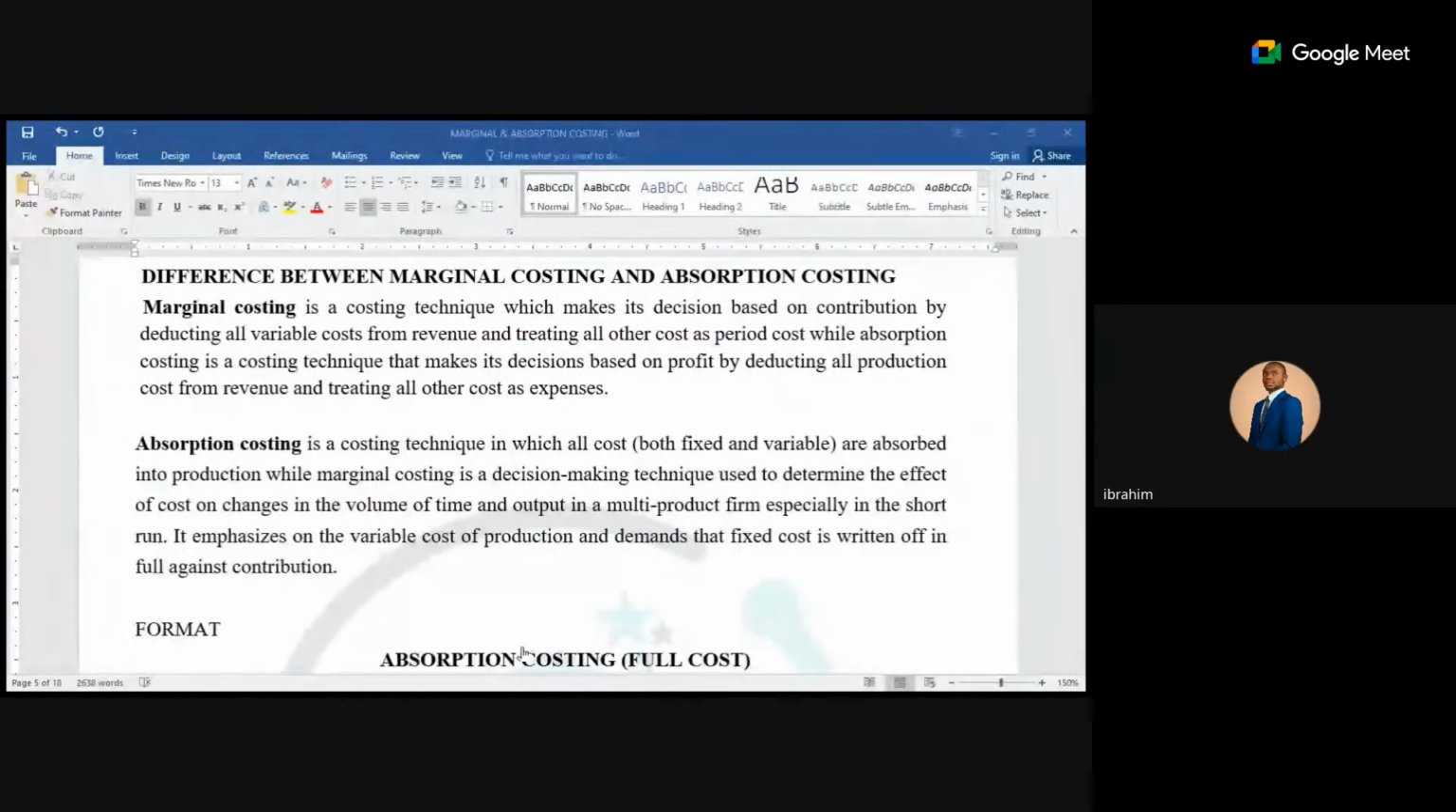Why marginal costing, right? It is only for what? It is only for short-term decisions. So these are the two differences, because of differences in the valuation of inventory as well as the decision. Marginal costing decision is based on contribution. Absorption costing decision is not based on what? It is not based on contribution.